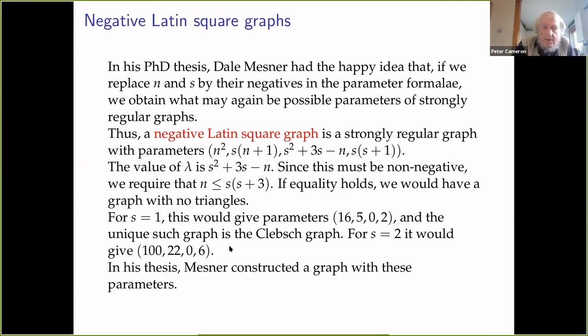So Mesner in his thesis actually constructed a graph with those parameters, and a few years later he worked a bit harder on it and was able to show that in fact there is a unique strongly regular graph with those parameters. So the one he constructed is the only one. So that's another strongly regular graph with no triangles.